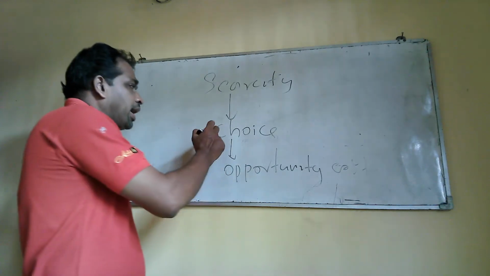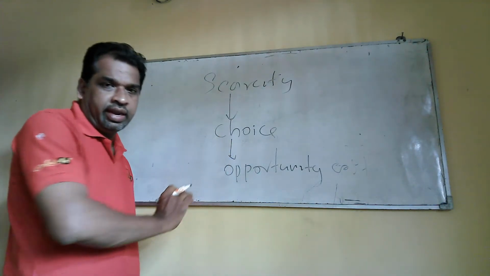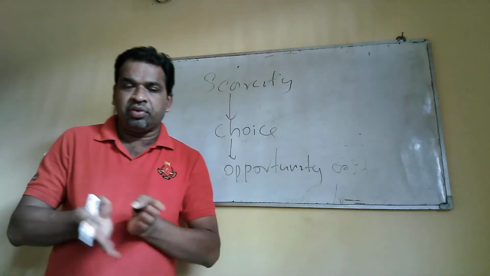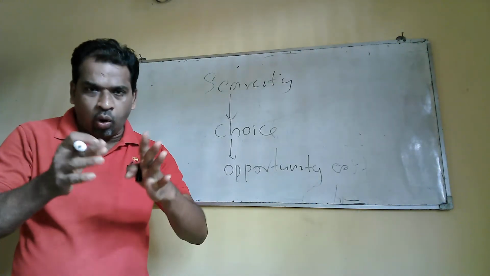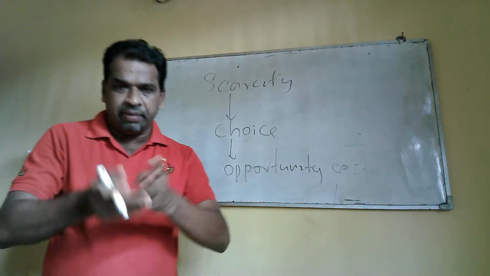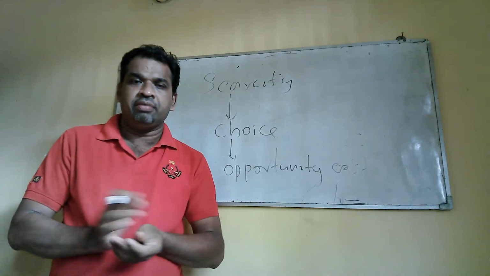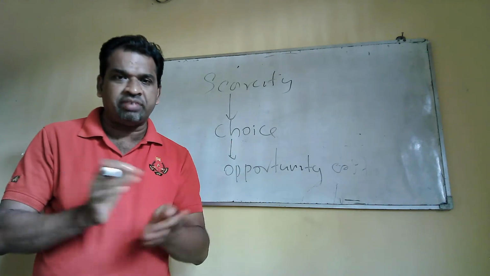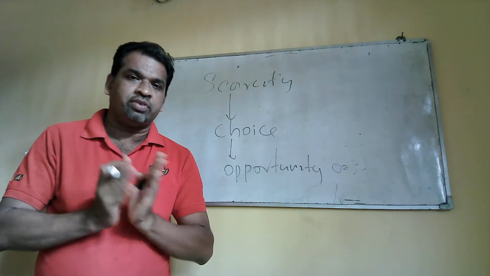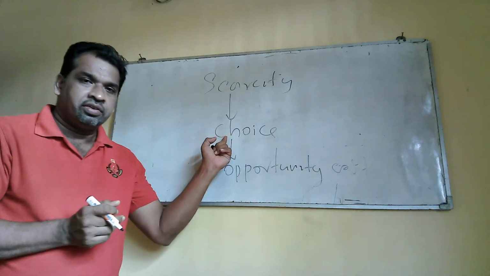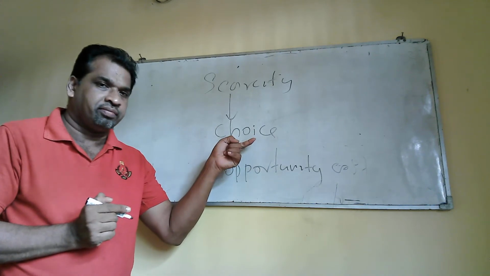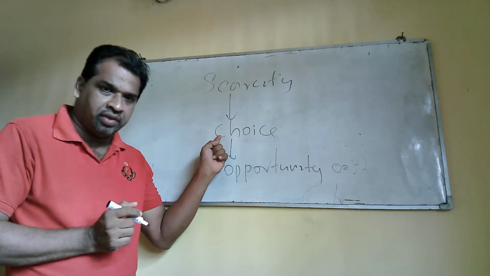Right. Now we can come to choice. Even in our scarce or limited resources, we have alternative uses, different uses, options. Therefore, we can't fulfill everything, so we have to select the best option. When you select the best option, that is called choice. Selecting the best option is called choice.